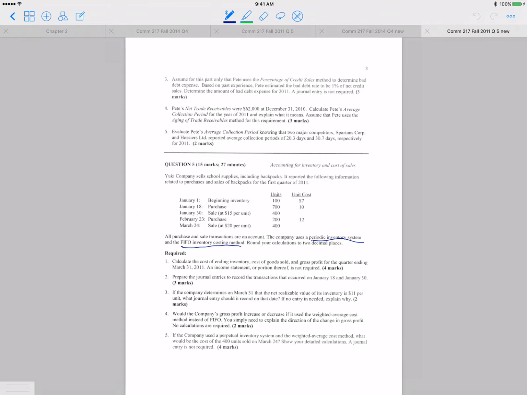And for the third requirement, if the company determines on March 31st that the net realizable value of its inventory is $11 per unit, what journal entry should you record on that date? If no entry is needed, explain why.